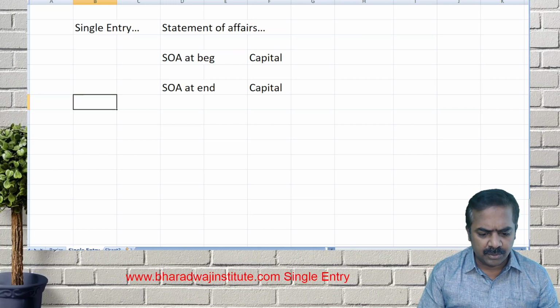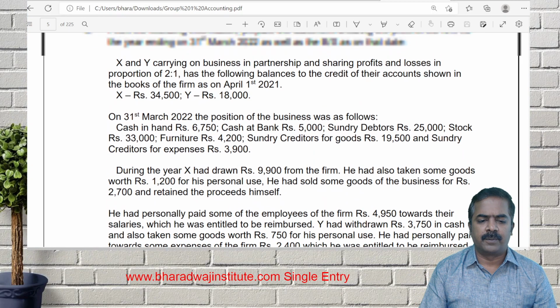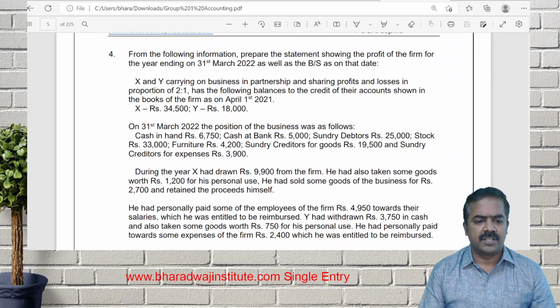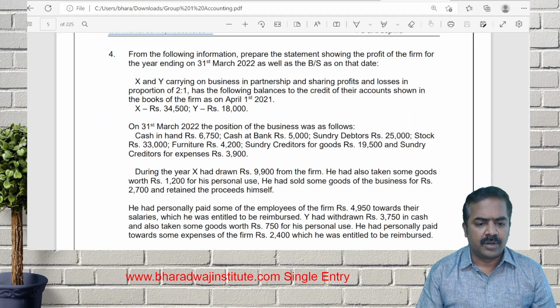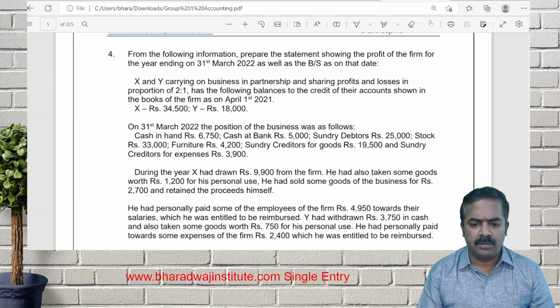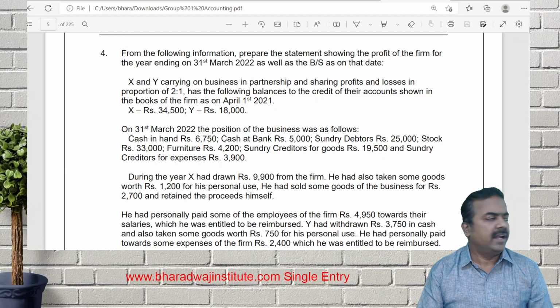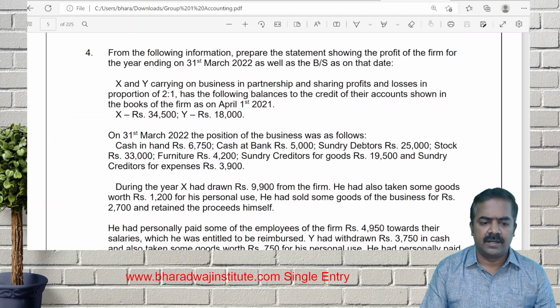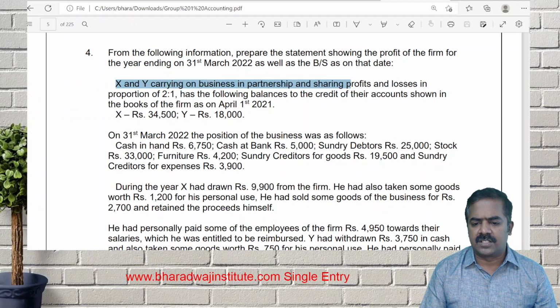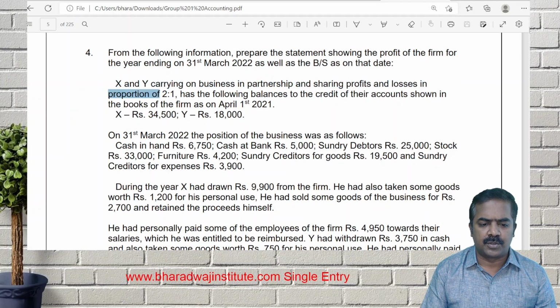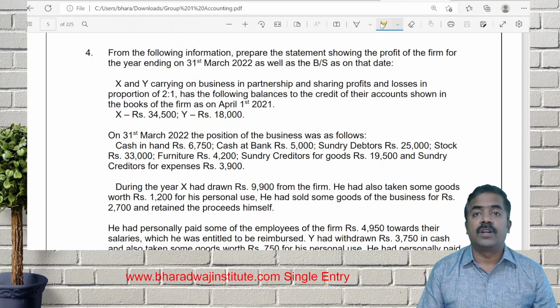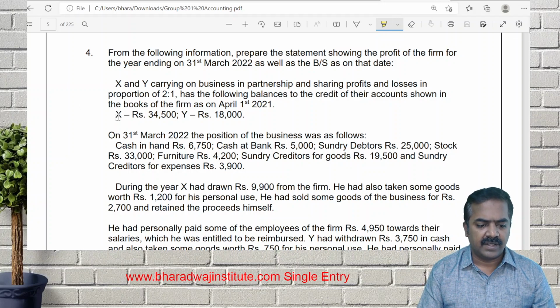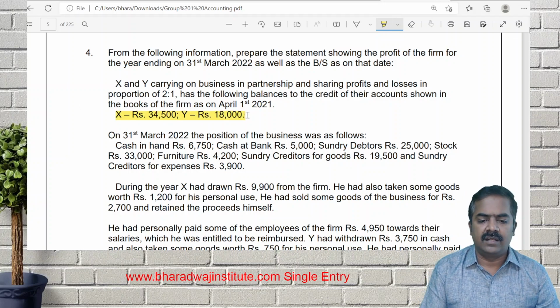Now, come to this question. Question number 4. Read question number 4. What is given? From the following information, prepare a statement showing profit of the firm for the year ending 31st March 2022 and the balance sheet on that date. X and Y carry on a business of partnership, sharing profits and losses in a 2:1 ratio. Opening balance of capital is given to us: X 34,500, Y 18,000.